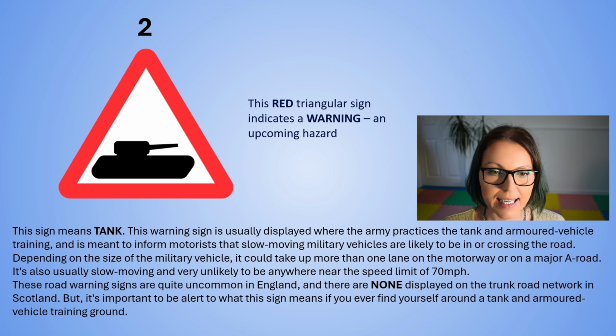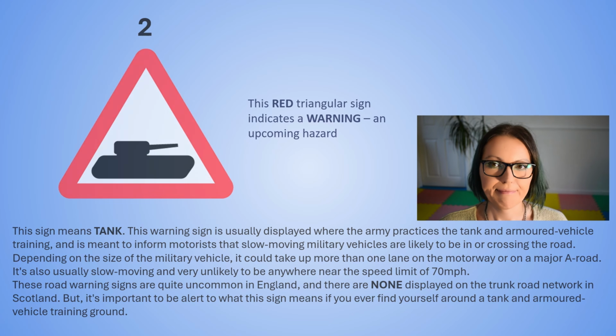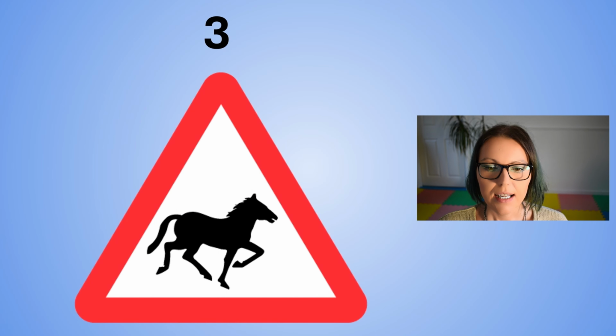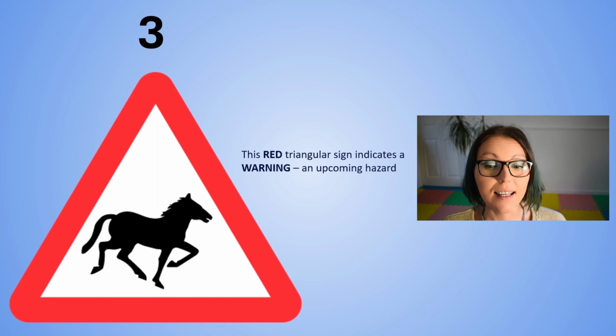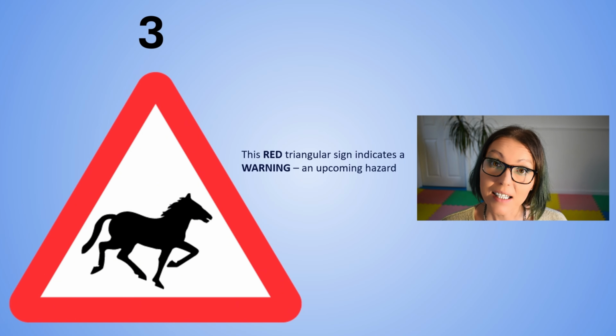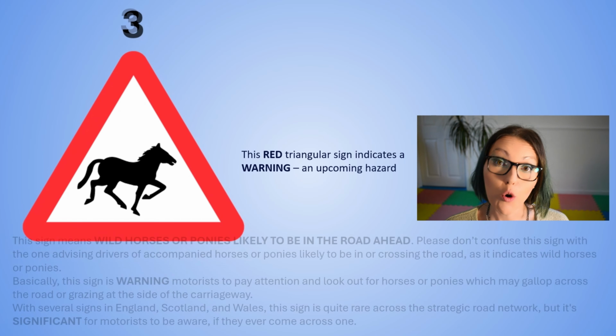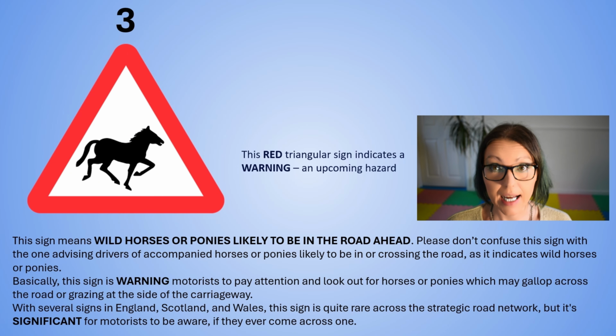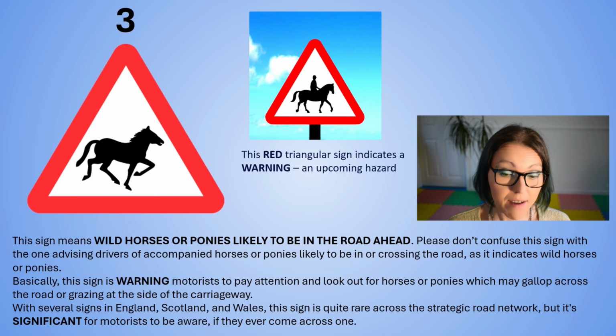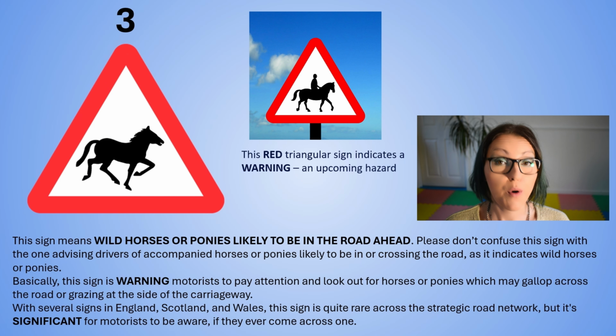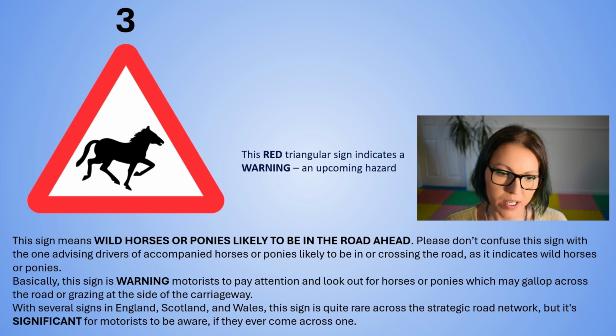And our next sign is sign number 3. This red triangular sign indicates a warning, an upcoming hazard. And the sign means wild horses or ponies likely to be in the road ahead. Please don't confuse this sign with the one which is advising drivers of accompanied horses or ponies likely to be crossing the road, as this particular sign indicates wild horses or ponies.